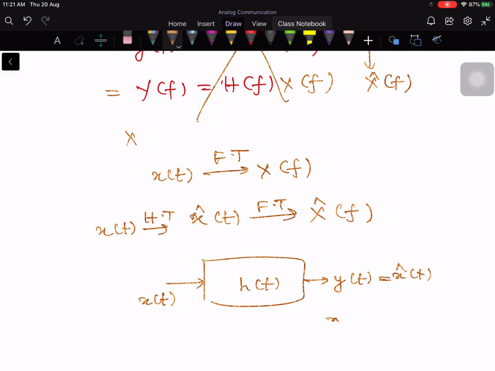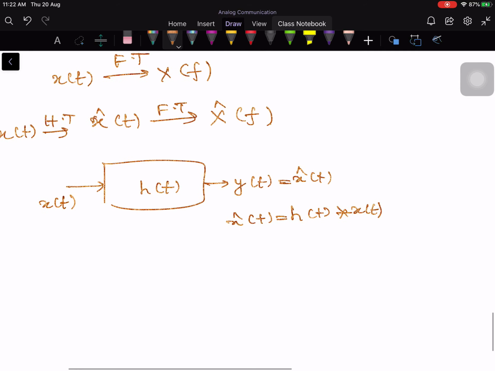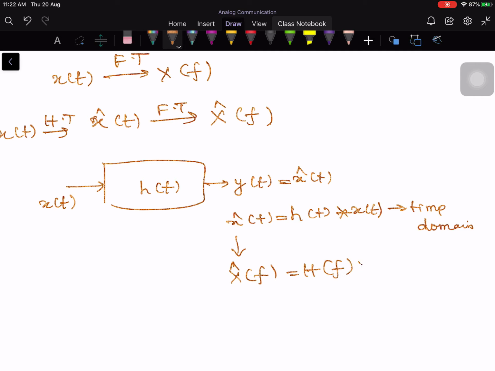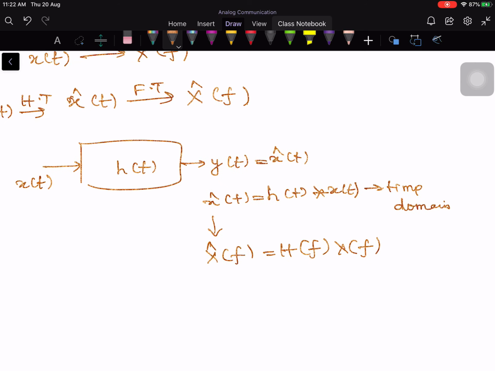Now what is x hat of t? x hat of t is h of t convolved with x of t. Therefore, in the time domain it is convolution. In the frequency domain, the convolution becomes multiplication. So this becomes capital X hat of f, which is h of f times x of f, right? Now what is h of f? Minus j times signum of f.